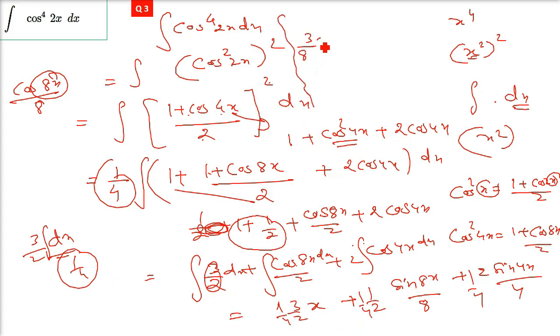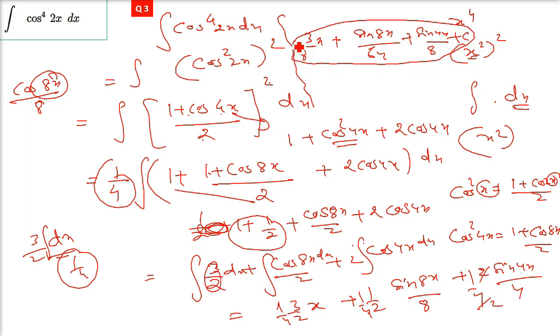So this is 3 by 8 x plus, 8 8s are 64, sine 8x by 64, plus we have 2 by 4 for the 16. So it's going to be 1 by 8. So sine 4x by 8 and with a constant of integration. Don't forget that ever. It's an indefinite integral. This is your final answer.